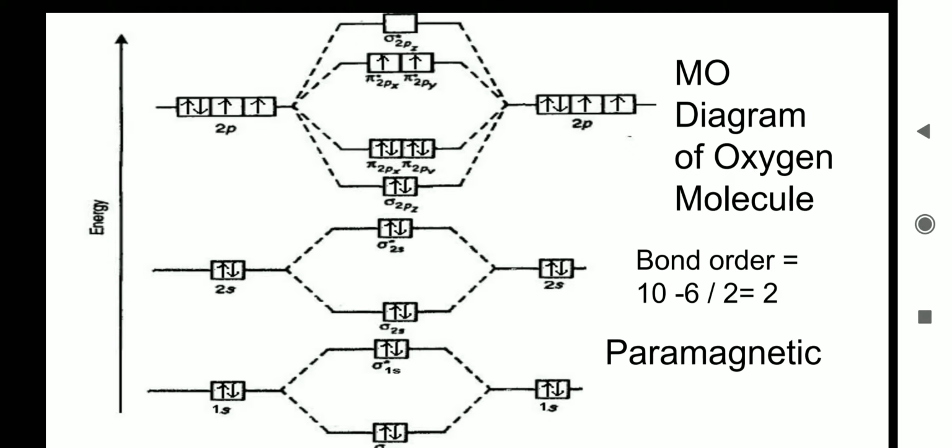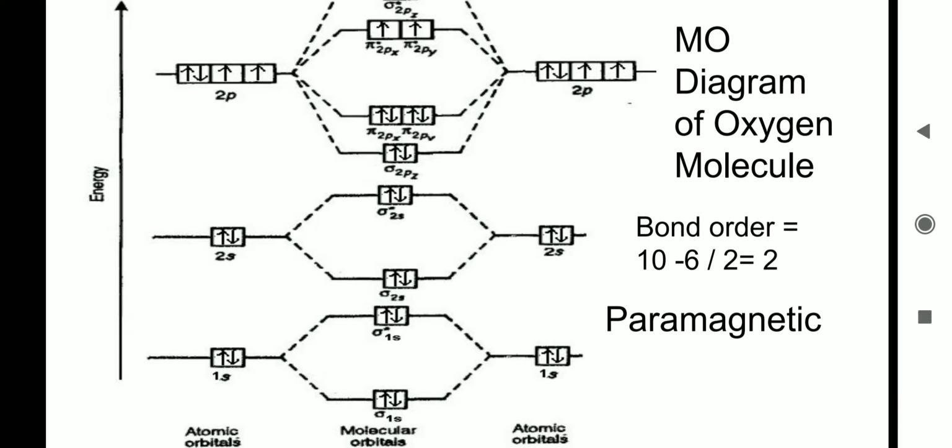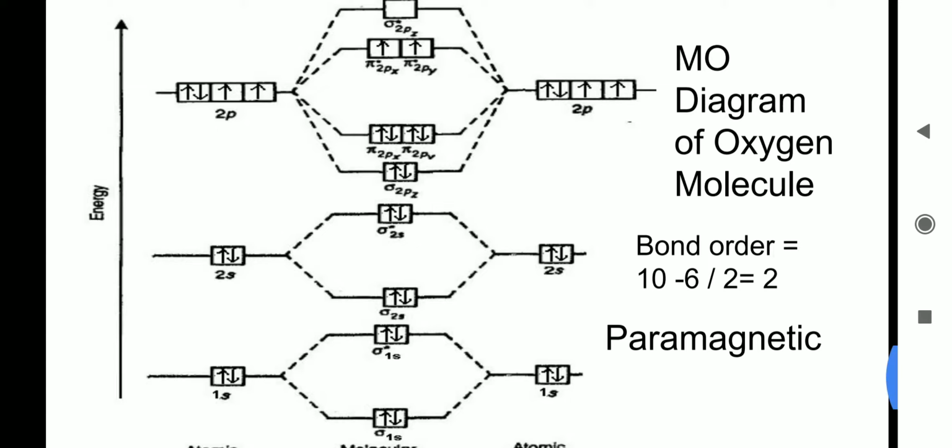2 oxygen atoms, that is 16 electrons, and these 16 electrons have to be accommodated in the molecular orbital skeleton of this molecule. We'll start filling the electrons from sigma 1s and we'll end up with the last electron in pi star 2py. The 16th electron will enter in the pi star 2py orbital, and then we will calculate its bond order. The bond order will have the formula 10 minus 6 divided by 2.